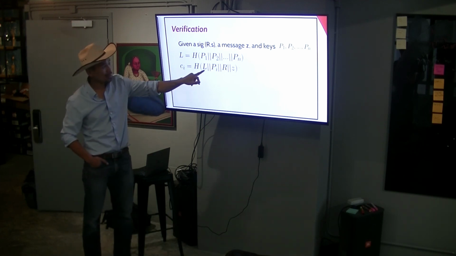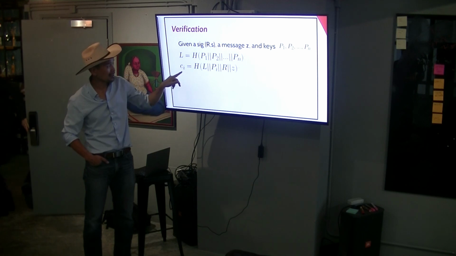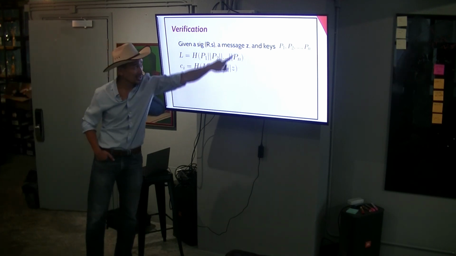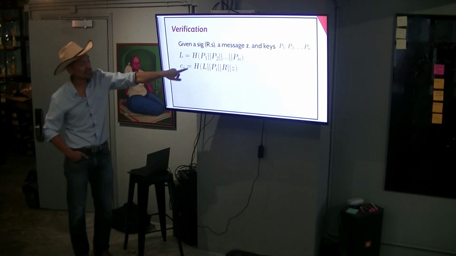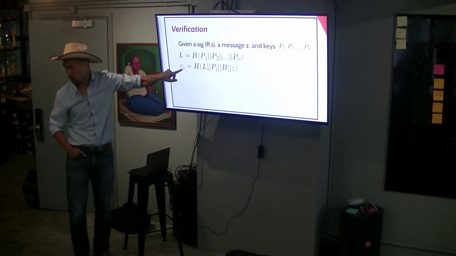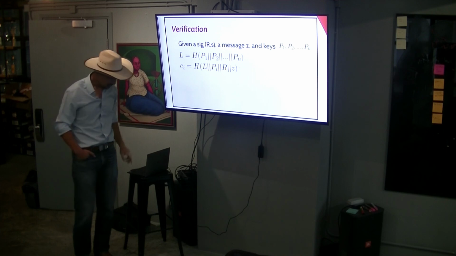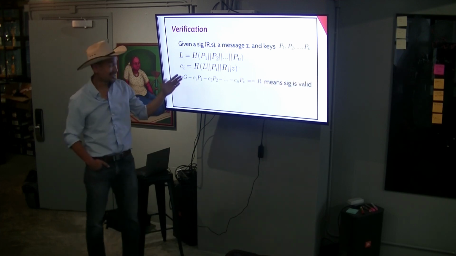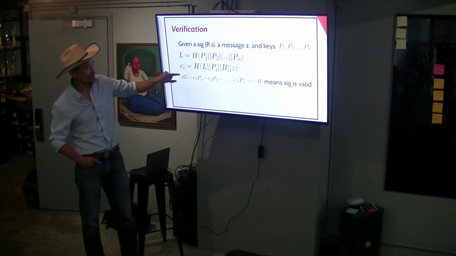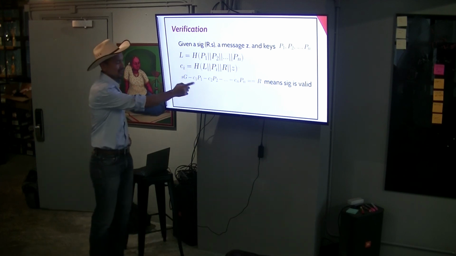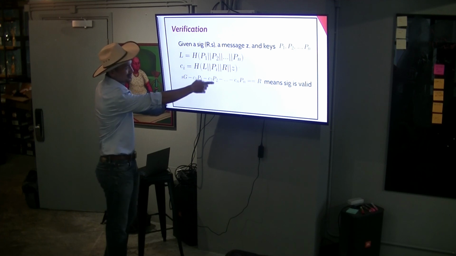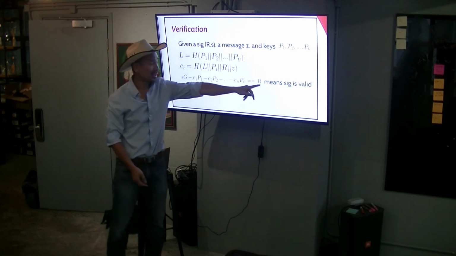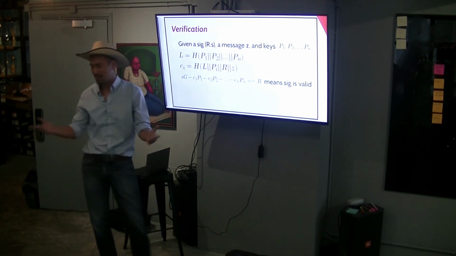We know L, we know each pub key, we know R, and we know Z. So we're going to compute a bunch of these C sub i's, each one for every single pub key. Then what are we going to do? Then we're going to take this kind of large thing: SG minus C1 P1, C2 P2, C3 P3, all the way to the end, and if that equals R, then the message is signed.